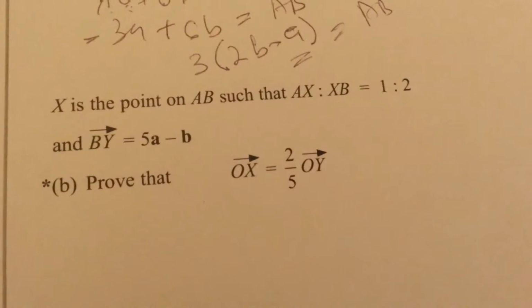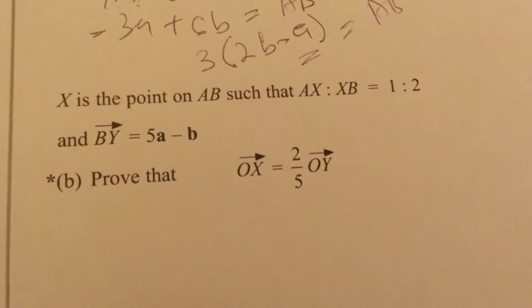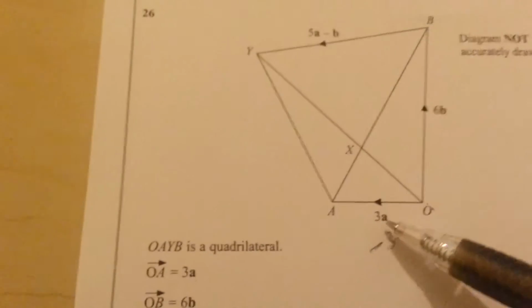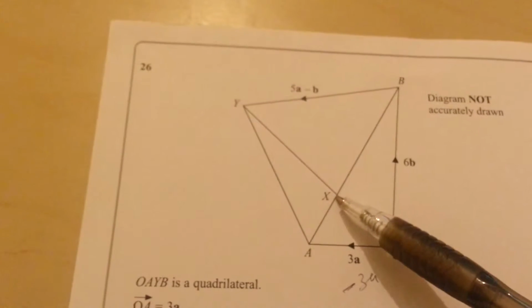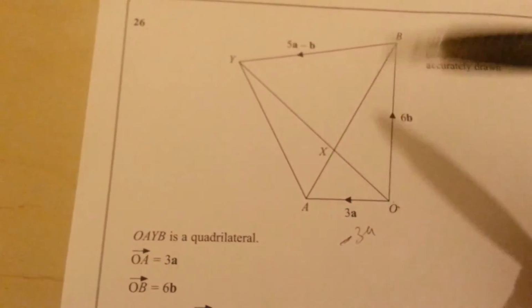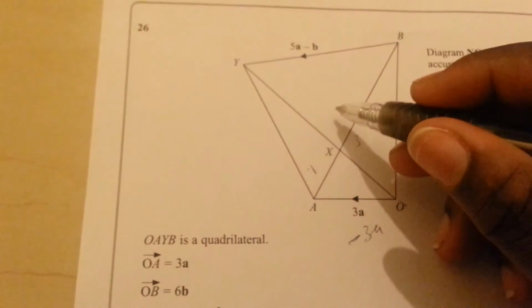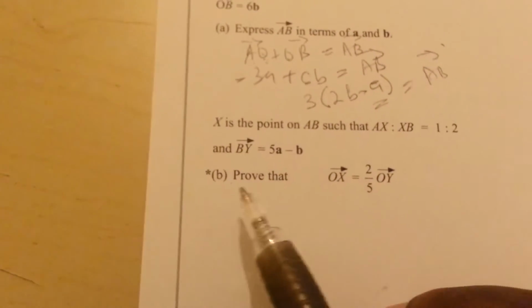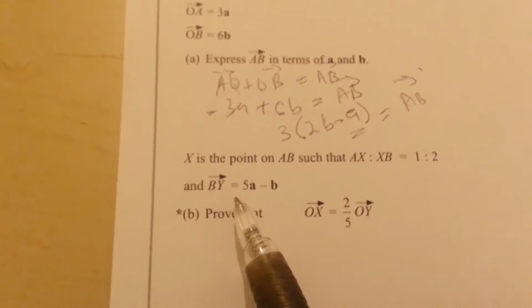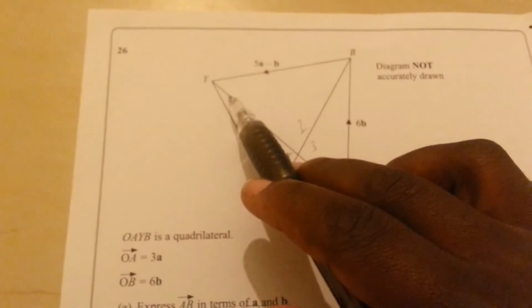And this question says that X is a point on AB such that AX is to XB is 1:2. Now we have X here, and they said AX to XB is 1:2. So the total ratio is 3. Then this is 1:2, but the total ratio is 3. Okay. Now we're told to prove that BY is equal to 5A minus B.